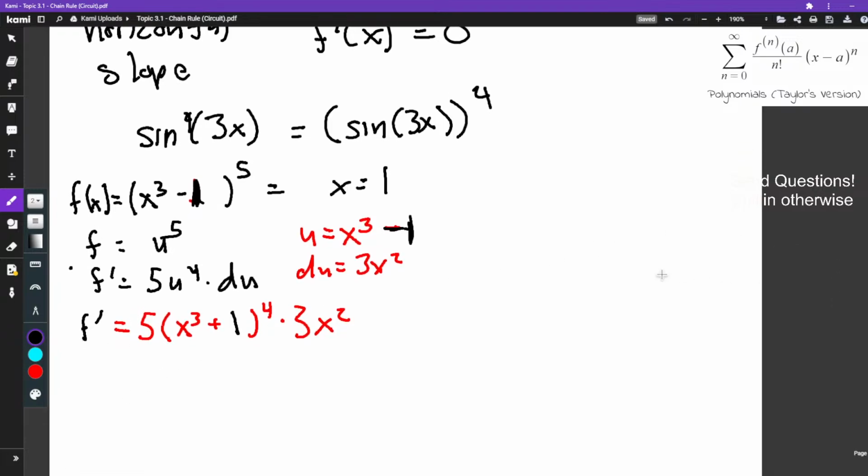So first of all, I need a point. My point is going to be x, y. I know my x is equal to 1, and my y is equal to, you put 1 in here, that's going to be 1 cubed, which is 1, minus 1 is 0. 0 to the fifth power is 0. So my x and y are going to be 1 and 0. This is not interesting. But I have my point. With my slope, I have to plug in 1. So here.